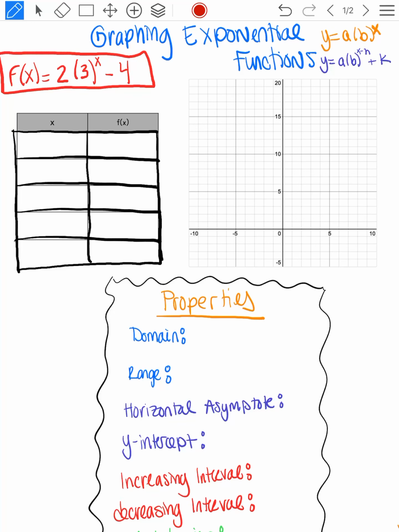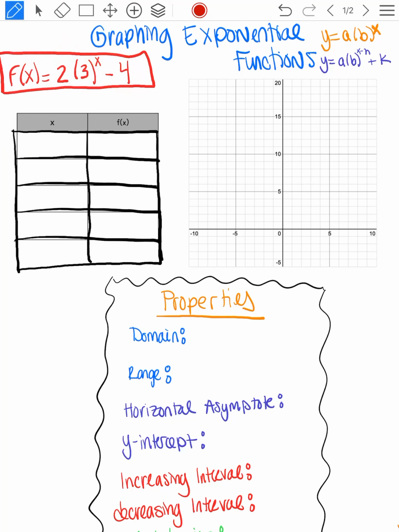So our most basic exponential is something of the form y equals a times b to the x, where b is the base of the exponent and x is our variable. That's the thing that's changing. So we're going to look at what happens if we change that x value to different exponents and determine our y values of our function, and then plot those to create our graph.